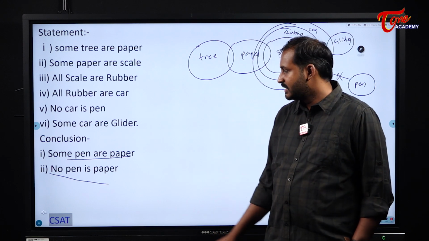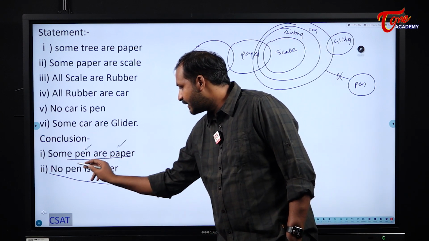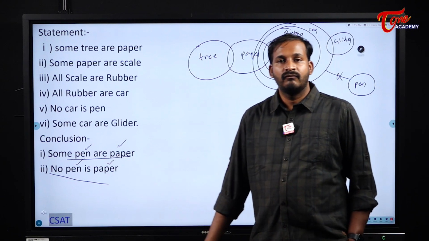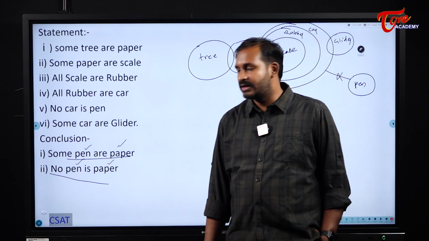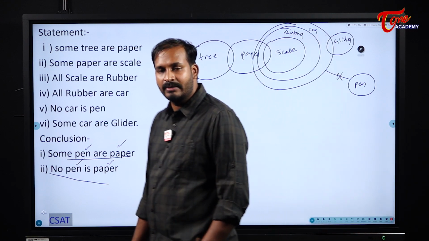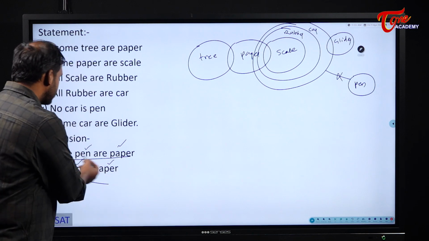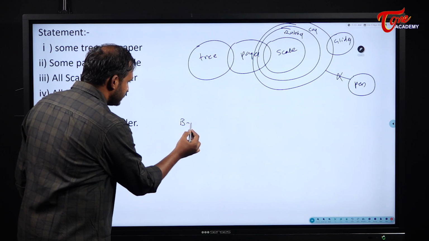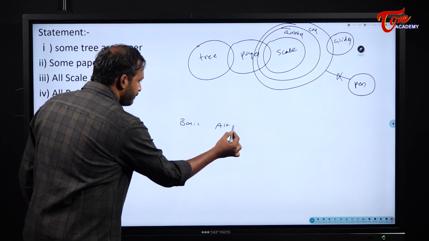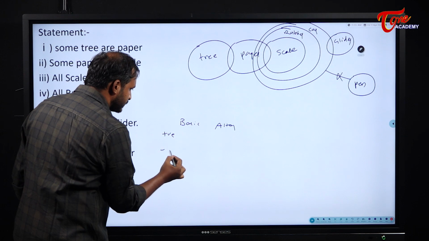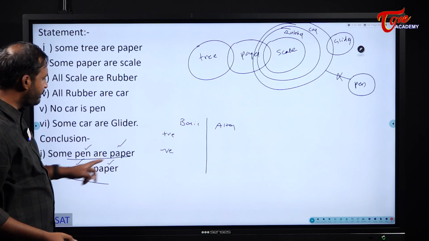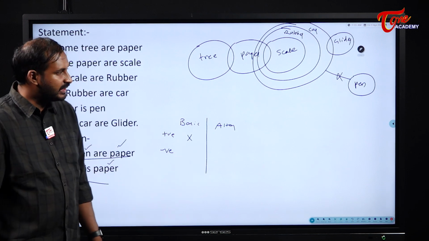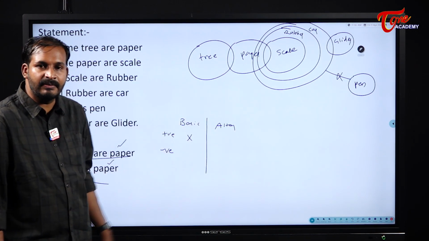These are the two conclusions. Same elements, pen, paper. For the same elements, we have the two conclusions. One is a positive conclusion and one is a negative conclusion. So already I told you, whenever you come across these type of cases, first, some pen or paper in the basic diagram, that is false. Why? Because there is no relation between pen and paper.